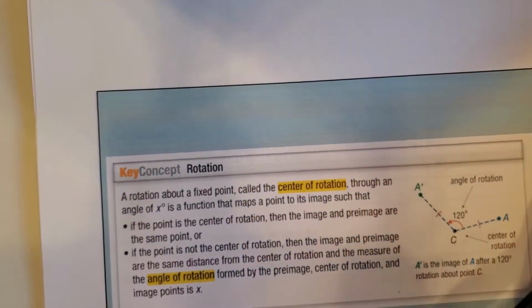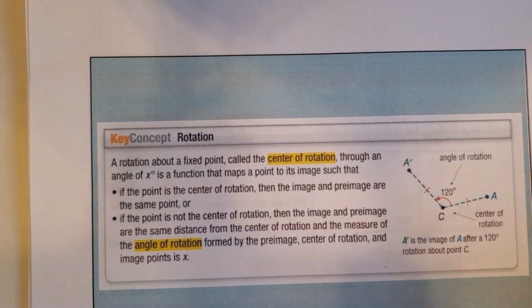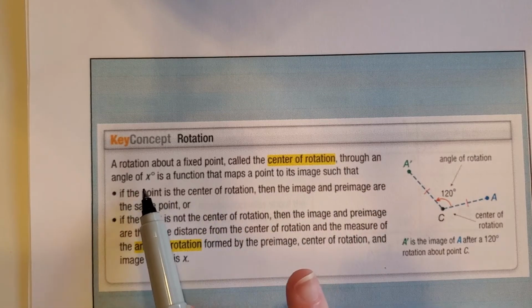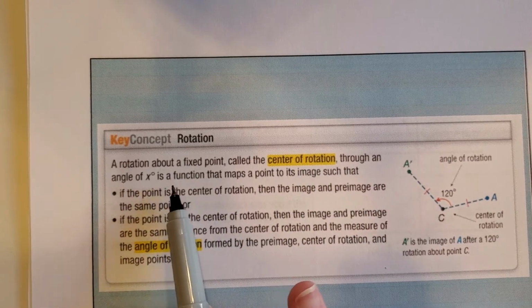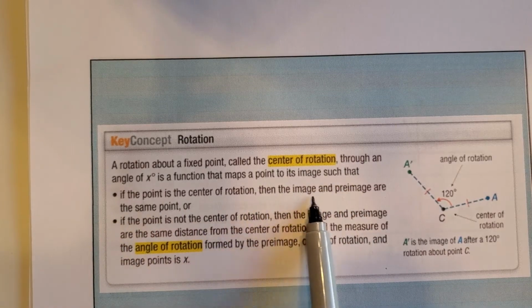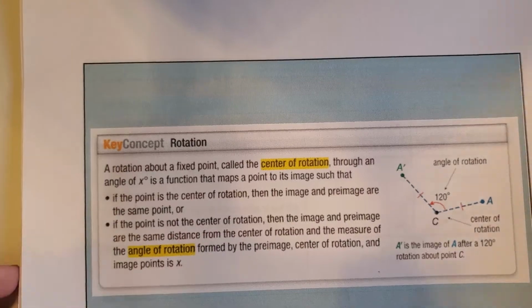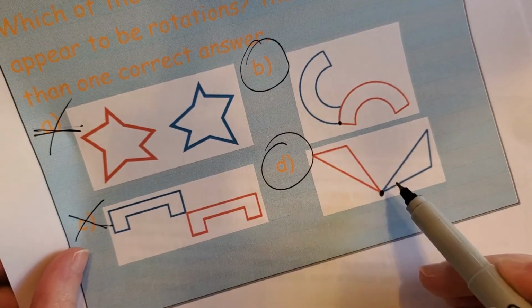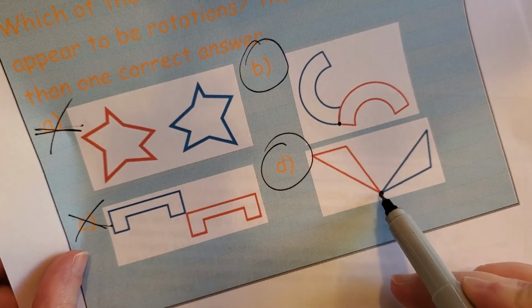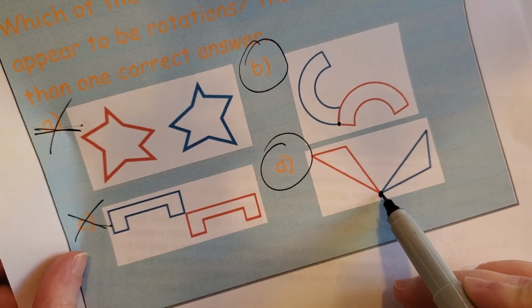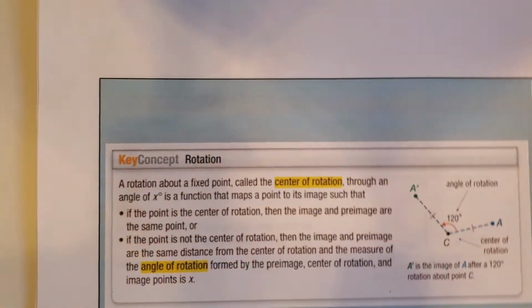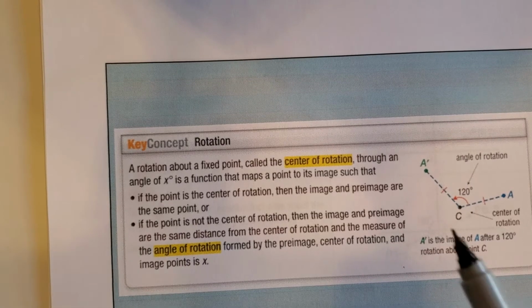I think we talked a lot about what's here. Let me see. A rotation about a fixed point called the center of rotation, through an angle of some degree measure, is a function that maps a point to its image such that if the point is the center of rotation, then the image and the pre-image are the same point. We saw that in these examples, right? If this is your center of rotation, when you spin the entire figure around that center, this actual point is not moving. So that's what that first bullet point is saying.